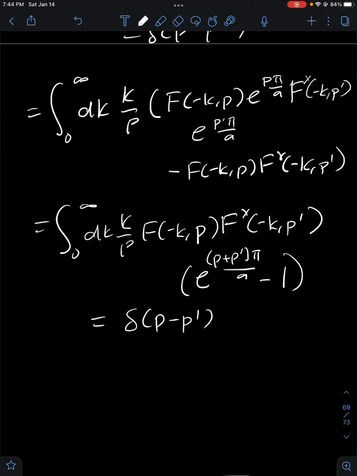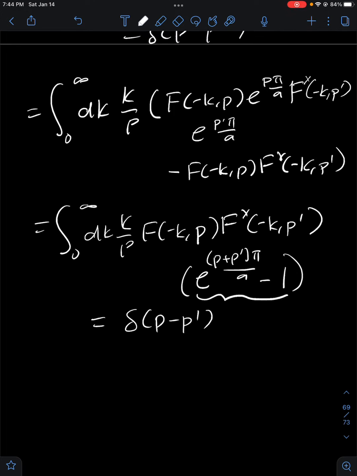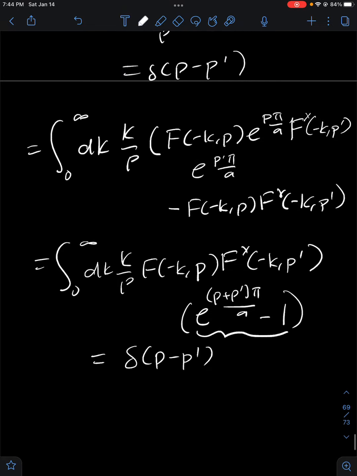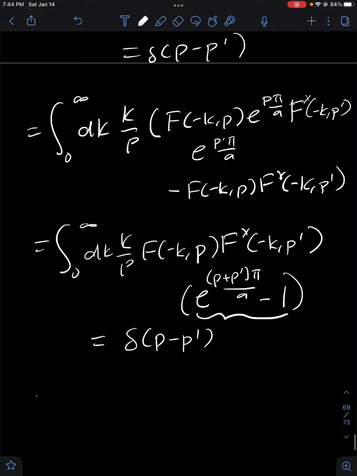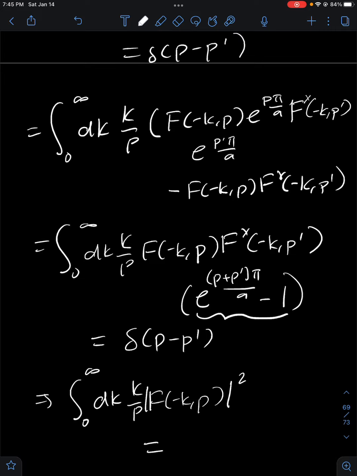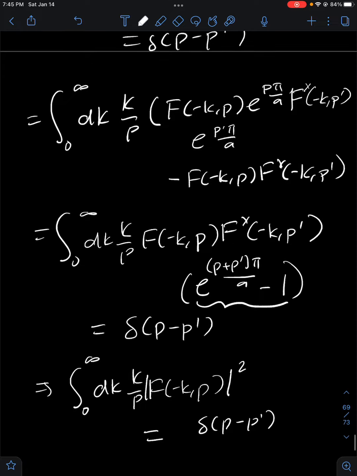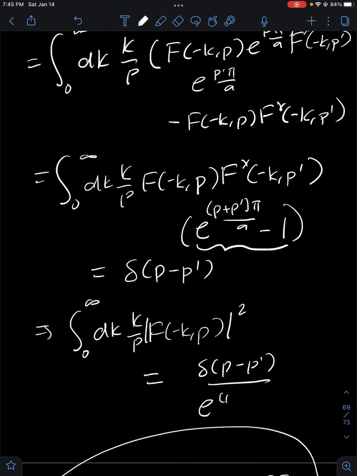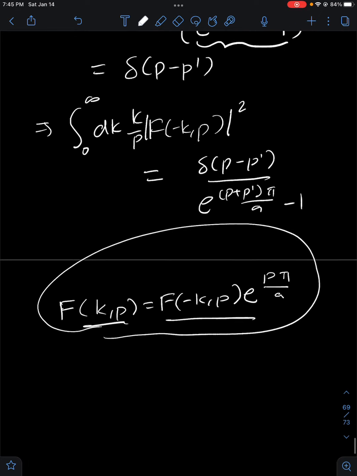So what we can do now is some division. Since this term does not depend at all on k, we can just divide that out. So after factoring the f function, you can divide. And that implies that the integral from 0 to infinity of dk, k over p, f of minus kp squared, equals delta of p minus p prime over e to the p plus p prime pi over a minus 1.